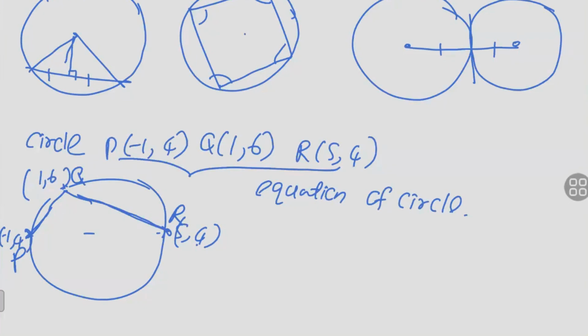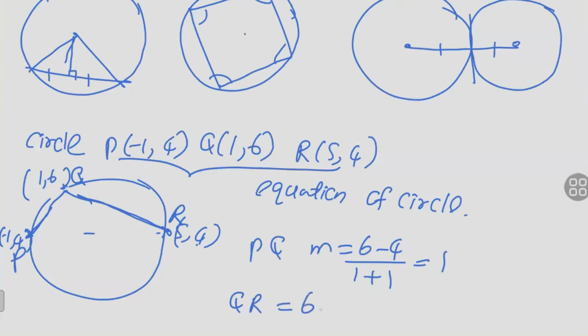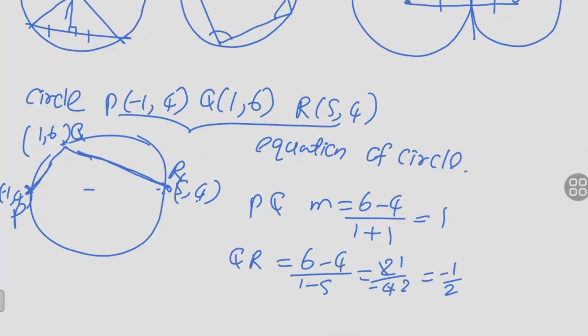First of all, you can find the PQ gradient. PQ gradient, m equals (6 minus 4) over (1 minus 1 plus 1), then 2 over 2 is 1. Then you can check the QR gradient: (6 minus 4) over (1 minus 5), 2 over minus 4, which is minus 1 over 2. So 1 into minus half, this is not perpendicular.